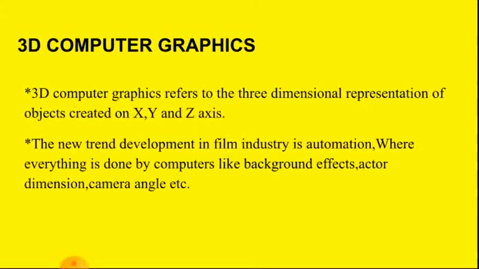3D computer graphics refers to the three-dimensional representation of objects created on X, Y and Z axis. The new trend in the film industry is automation, where everything is done by computers, like background effects, actor dimension, camera angle, etc.